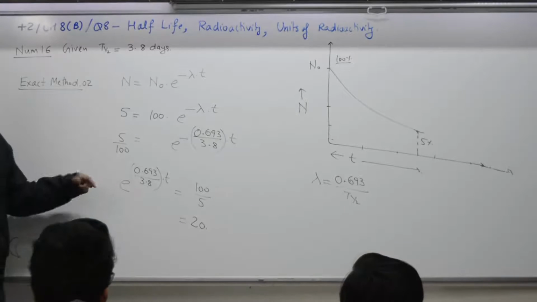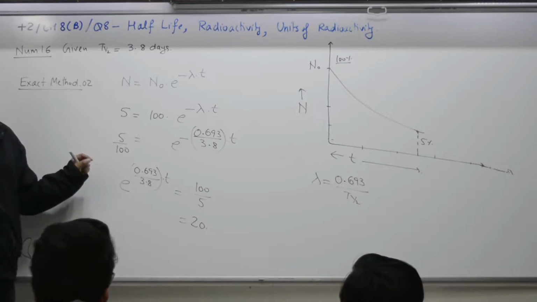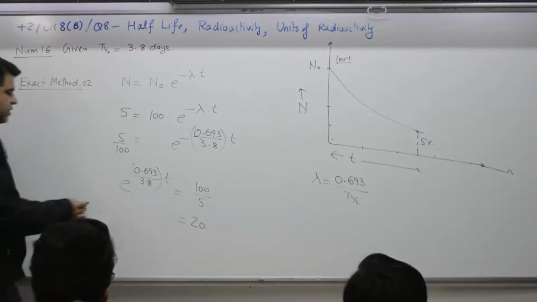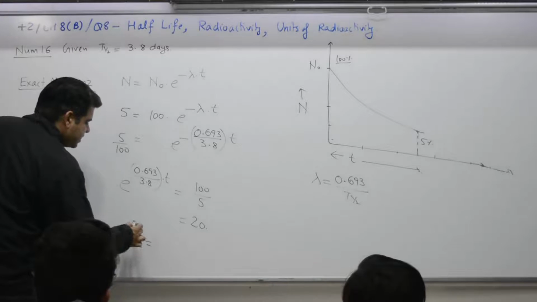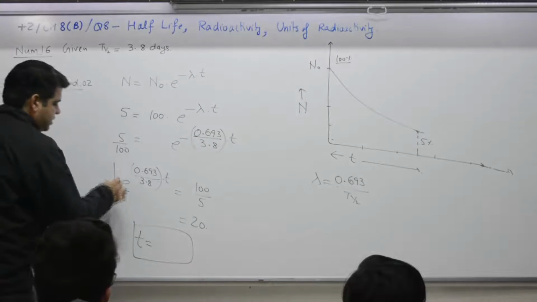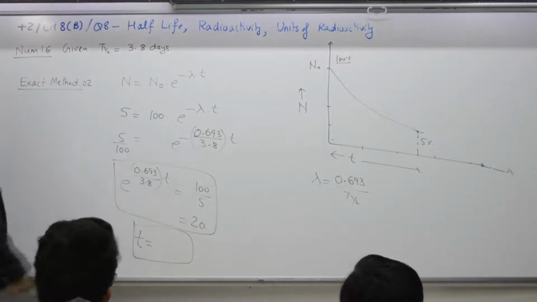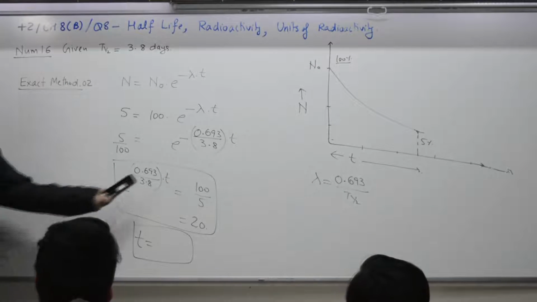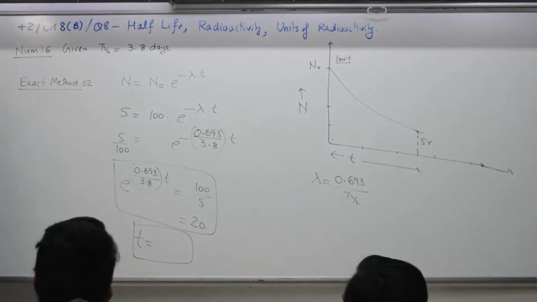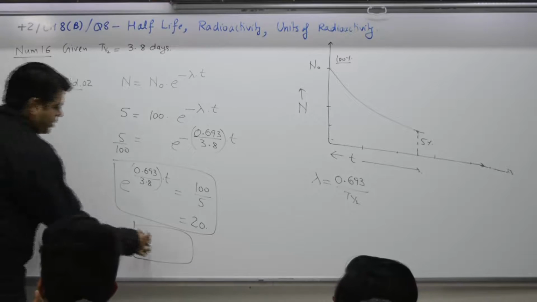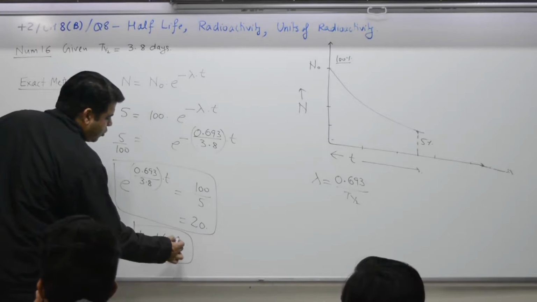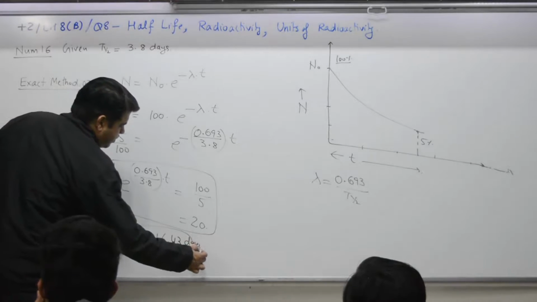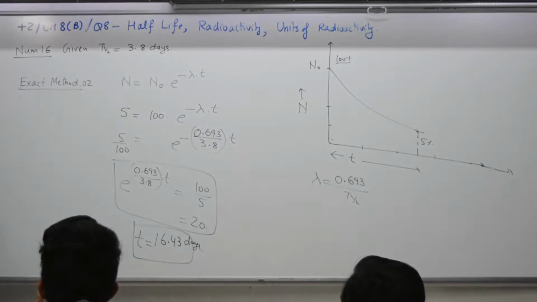Now, taking log on both sides, taking the values of log, a lot of input is required. Then you come out with the time. If you solve this equation, the only unknown is what? T, time. Then you will get the exact answer, that is 16.43. Not recommended for competitions. It is always the approximate method which will come out with the answer.